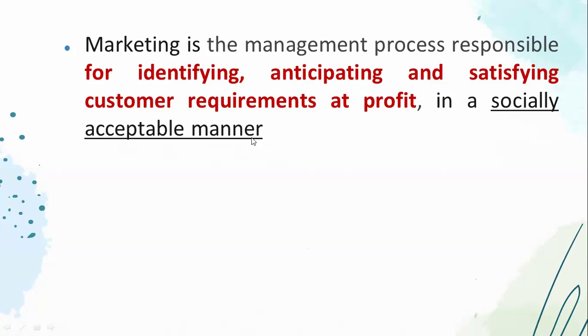So please keep in mind, when you are asked to define marketing in the examination or wherever, these main five things should be in your answer, right? The first thing is you identify your customer's need and want. Then you anticipate or fulfill the customer's need and want, and you satisfy the customer. The customer will be satisfied and you get a profit. That's the fourth point, and it should be done in a socially acceptable manner.